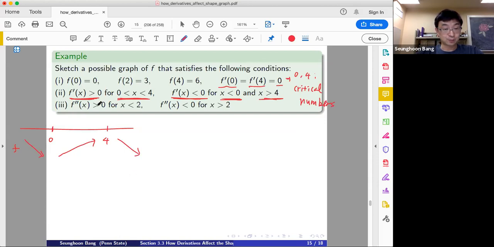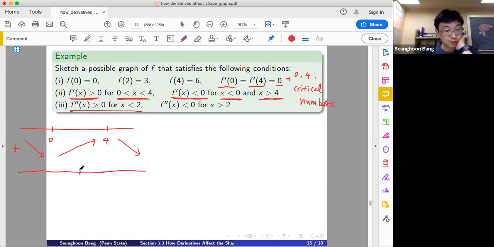Next, second derivative is positive. What does it mean? Second derivative greater than 0, concave up or concave down? Could you write your answer? Yep, concave up. So here you can draw another line.